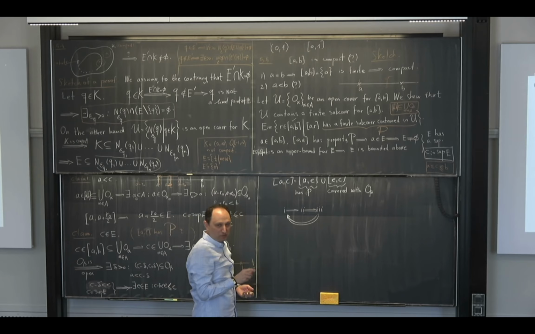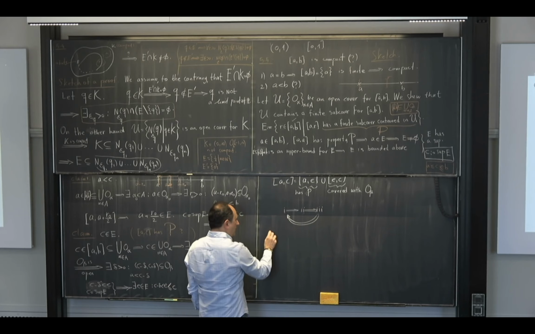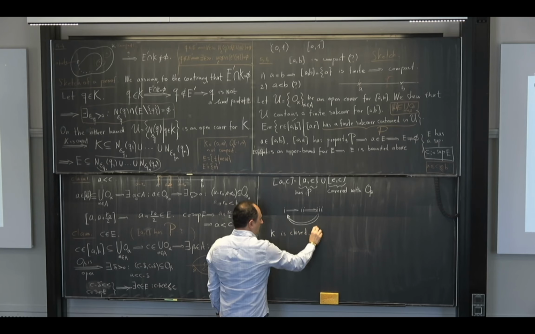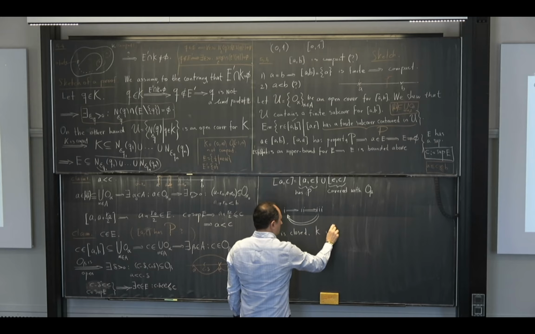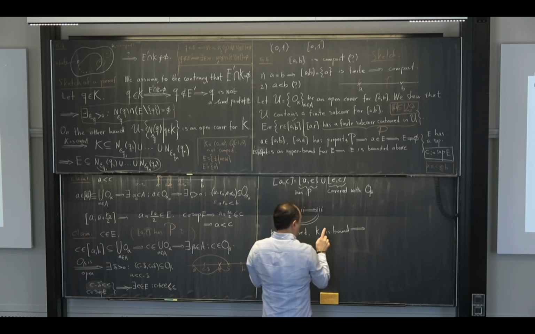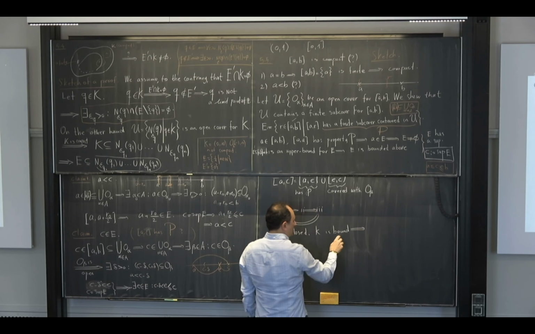It needs a little bit of work. So K is closed, K is bounded. How can I conclude from only these two statements that K is compact?